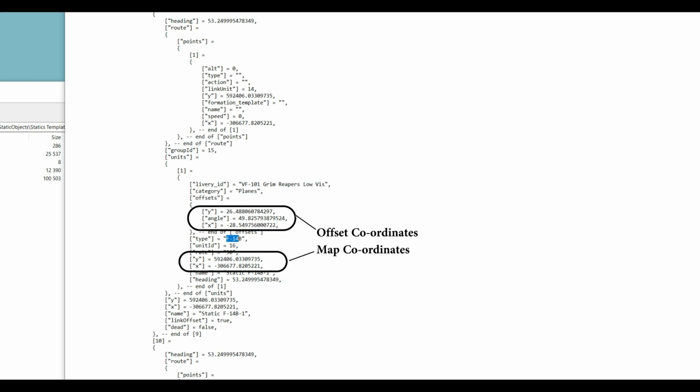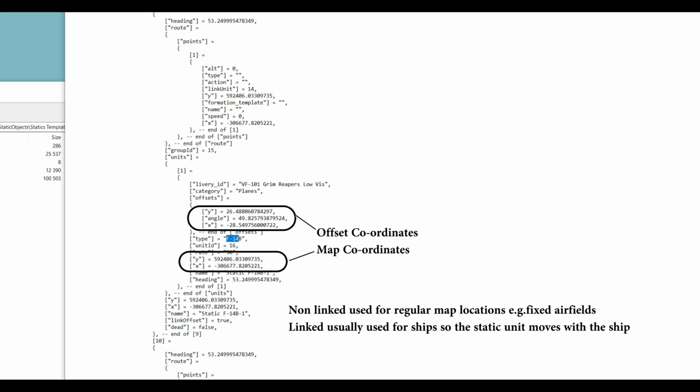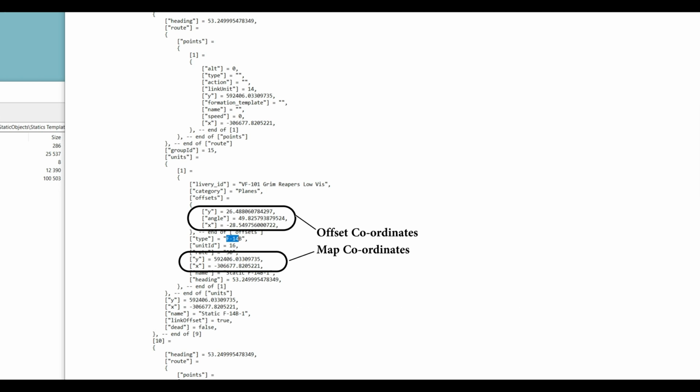You can see that there are two sets of coordinates. The bottom set is the map location, and the top entry is the offset. For non-linked units, these will be the same, but for linked units, we'll only need the offset, which is the coordinates relative to the linked unit. In this case, the center of the supercarrier.